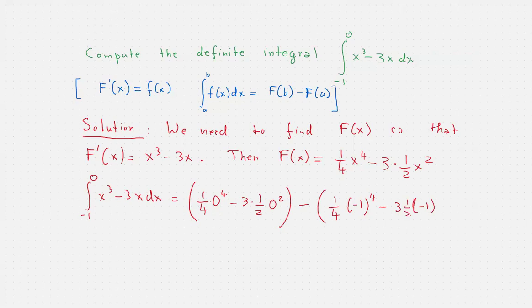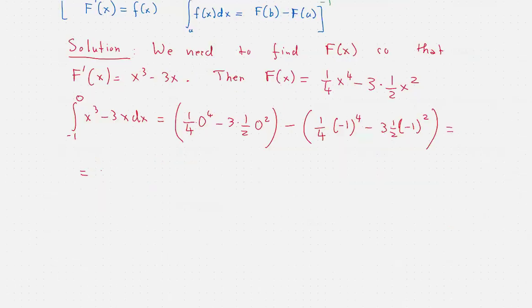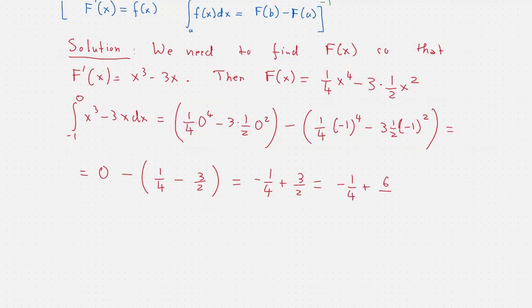Okay, the first parenthesis, all of them are clearly zeros. And for the second one, we will get 1/4 minus 3/2, which is the same thing as -1/4 plus 3/2. Let's clear denominators. So that will be -1/4 plus 6/4, which will give us 5/4. And that's our final answer.